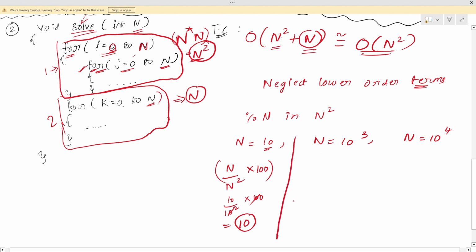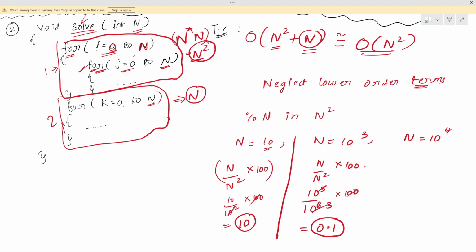Let me try to do for this. n divided by n square into 100 is nothing but 10 cube divided by 10 cube whole square, that means 10 power 6, into 100. So here 3 and here 3 times, and we'll get 1 by 10, that means 0.1. So here you can see clearly n has the least interest. That means it has less importance.